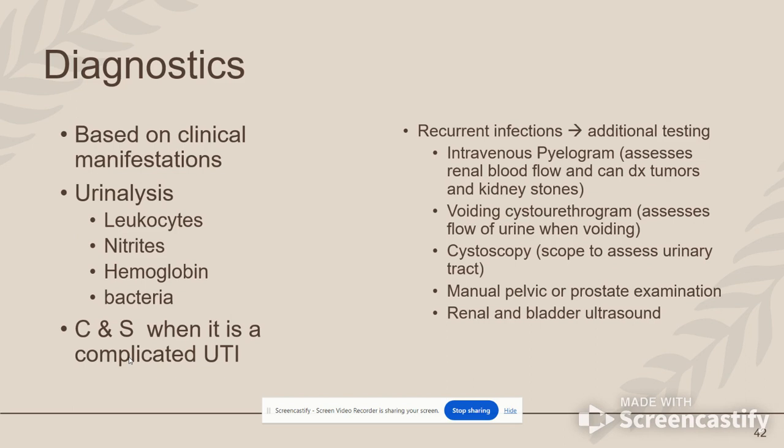They can do a voiding cystourethrogram, which assesses flow of urine when voiding, a cystoscopy, which is a scope to assess the urinary tract, a manual pelvic or prostate exam, and a renal and bladder ultrasound. On here, we also look at white blood cells and red blood cells because of infectious and inflammatory responses.